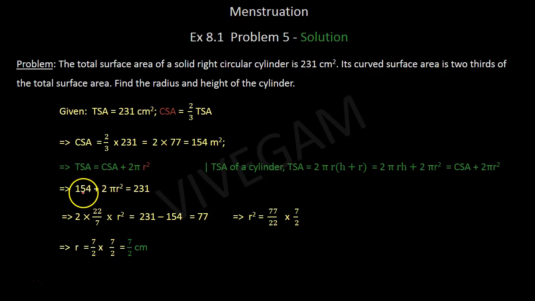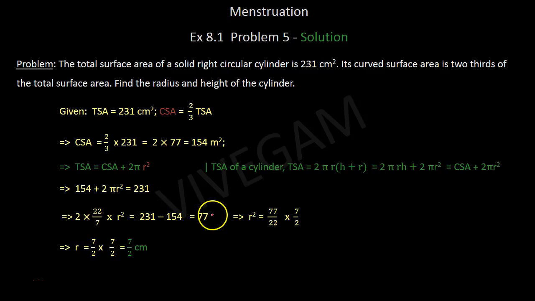TSA is taken as 231. CSA we have calculated in step 1. CSA is 154, which we calculated here, plus 2 pi r square equal to TSA, which is 231. So substitute all these values. So 2 into 22 by 7 into r square will be equal to 231 minus 154, that is equal to 77.